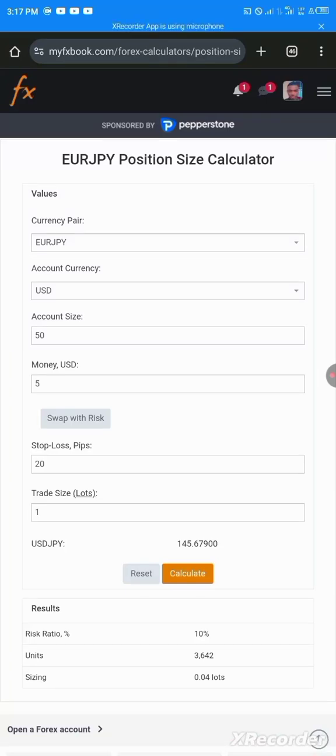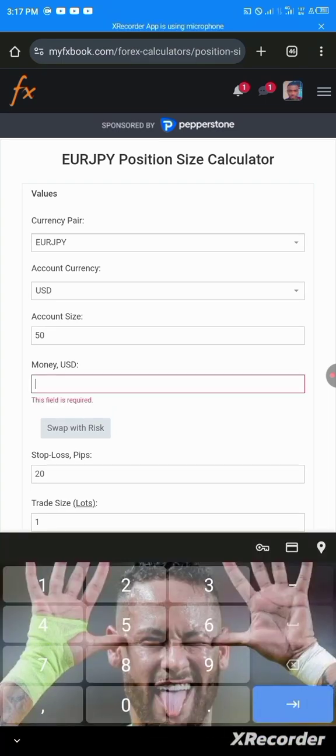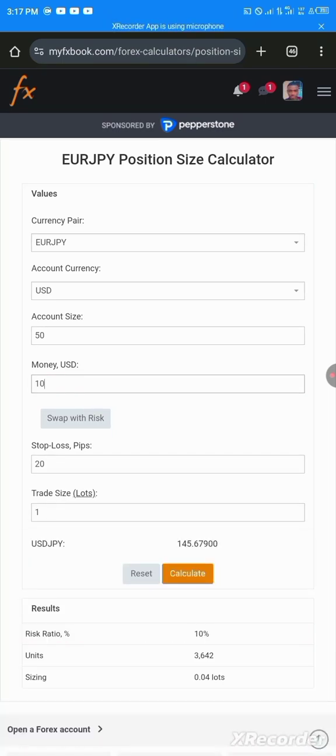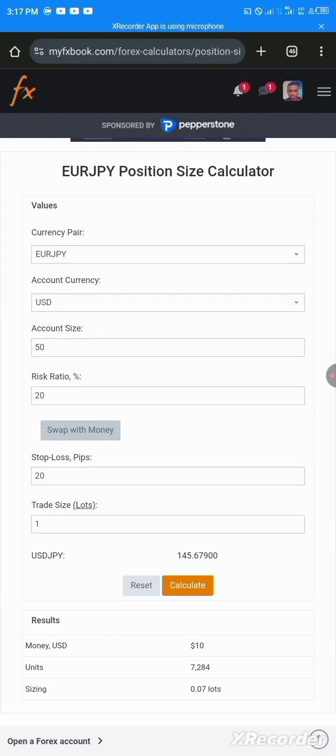If you are risking $5... let's say you're risking $10, you're using 0.07. I'll prefer you to use money instead of swapping it to risk. You get okay, that's you're risking 20% of the account. If you're using the risk ratio, you are risking 20% of the account.